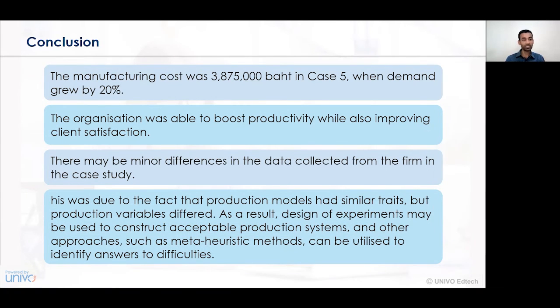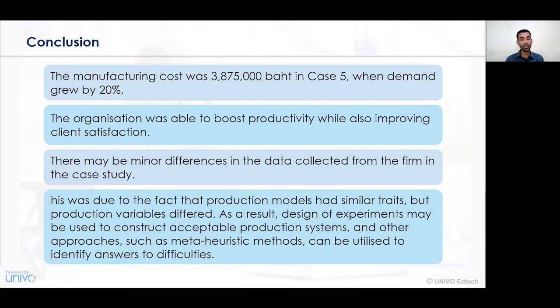In the last case, that is case number 5, the valuation of the production or the manufacturing cost was 38 lakh 75,000, when the demand increased by 20%. And hence, with this particular case, we can come to a conclusion that the organization was able to boost productivity only by improving its client satisfaction. So when the client satisfaction increases, the quantity demanded for a certain product increases, and simultaneously the production activity that is being undertaken also increases.